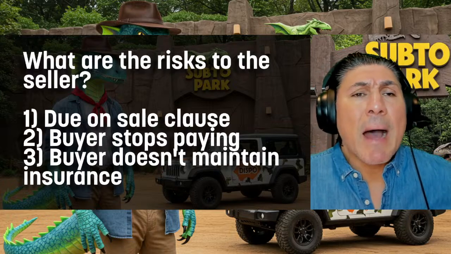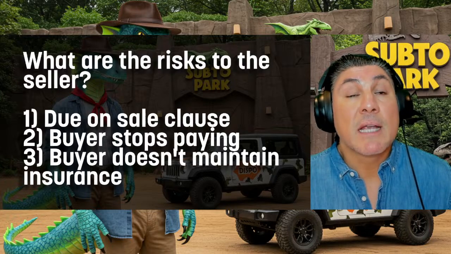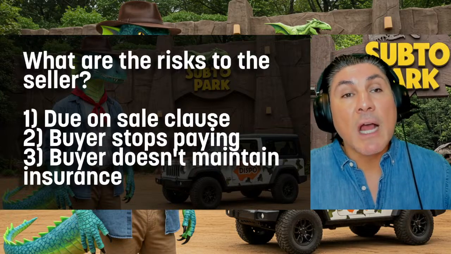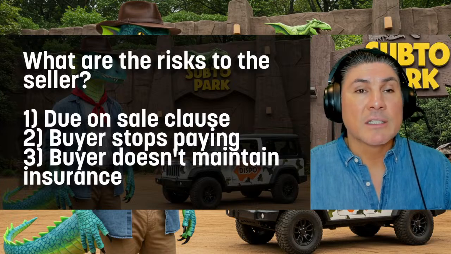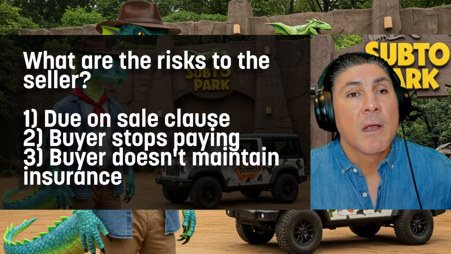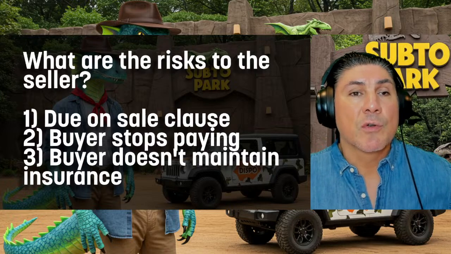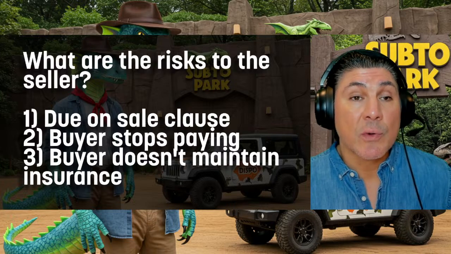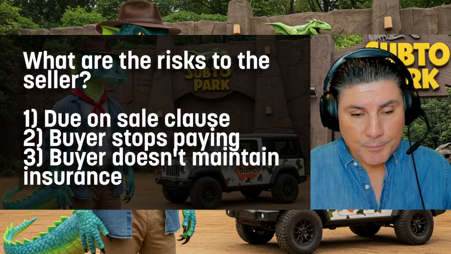So buyer stops making the payment, seller's got to continue making the payment. They have to step up. Now, what if the buyer doesn't maintain insurance? That's another possibility, right? That's a risk. Because if the buyer doesn't maintain insurance on the property, and in Los Angeles at the beginning of the year, we all saw what happened in Palisades and in Eaton Canyon, right? What if a house was purchased subject to, and the buyer stopped making their hazard insurance payments? Bad news. That's also a risk, and that's something that should be addressed.